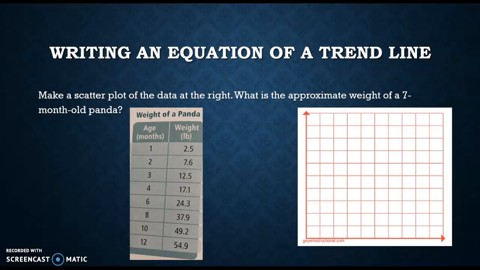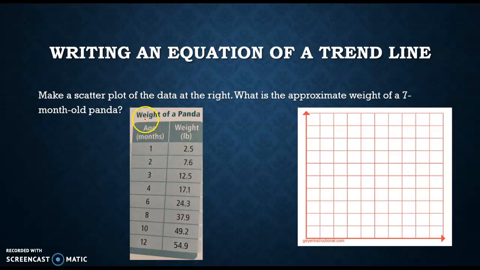All right, more scatter plots. Okay, so we're going to make a scatter plot of the data about weights of pandas, and then what is the approximate weight of a 7-month-old panda? So we're going to have to find a trend line. I am going to quickly graph our weights of the pandas.